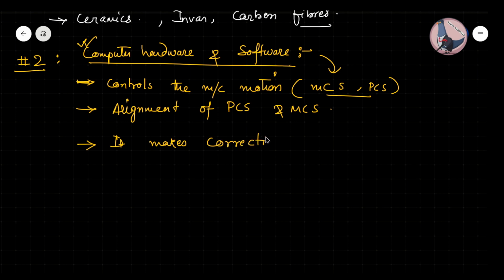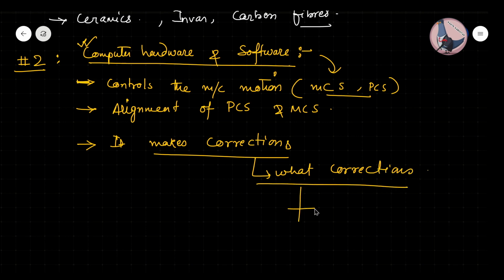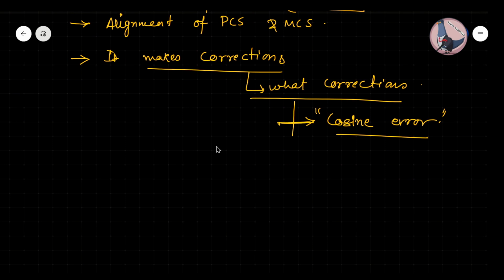Now what corrections? There are many, but today I will tell you one, and the other types of corrections we will discuss in the next class. Like where the inaccuracy will come from, what all can add to the inaccuracy of the machine. There I will tell you how to correct it. But today there is one term called cosine error. This I will be teaching you in the probing system, but that can be adjusted by the computer software part only.